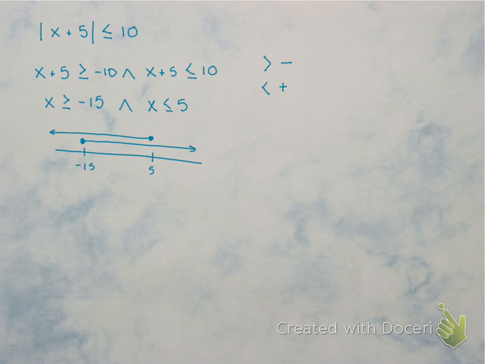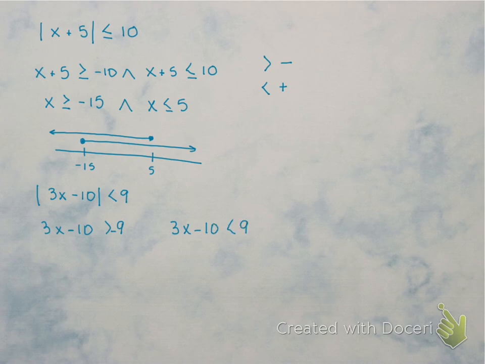Okay, so we could do, let's say, this one from the homework. Number 10, we have the absolute value of 3x minus 10 is less than 9. Okay, this is also a conjunction. So the argument is going to be greater than negative 9 and less than positive 9.